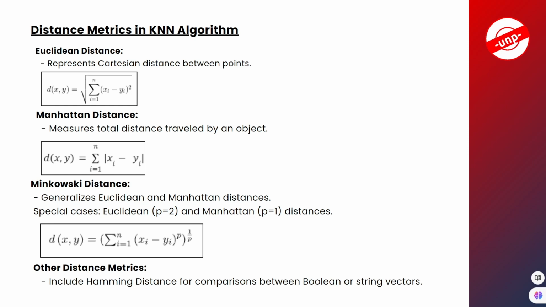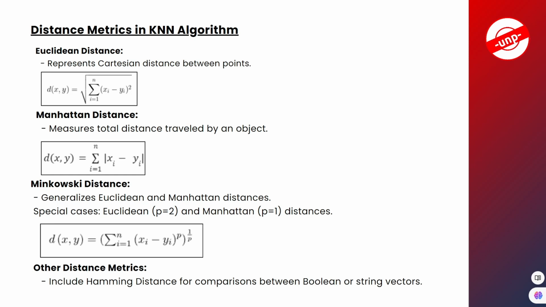Second comes Manhattan distance. It measures the distance between 2 points along grid lines. In this distance, for 2 points x and y in n-dimensional space, subtract the coordinates of y from x, take the absolute value of each difference and sum them up.